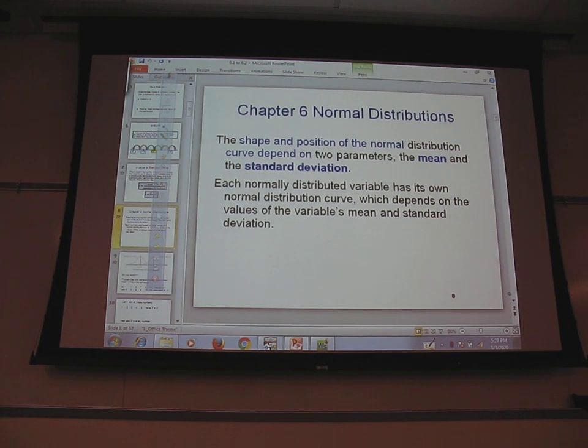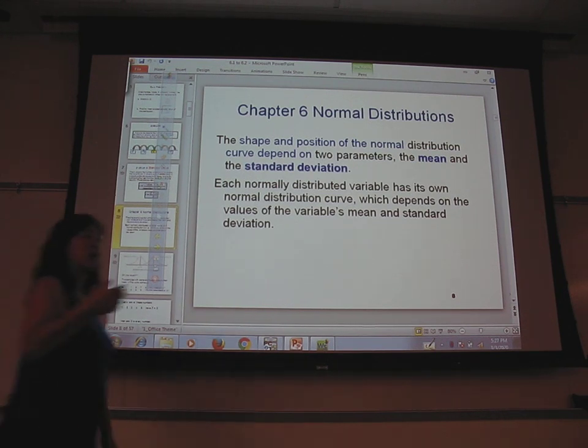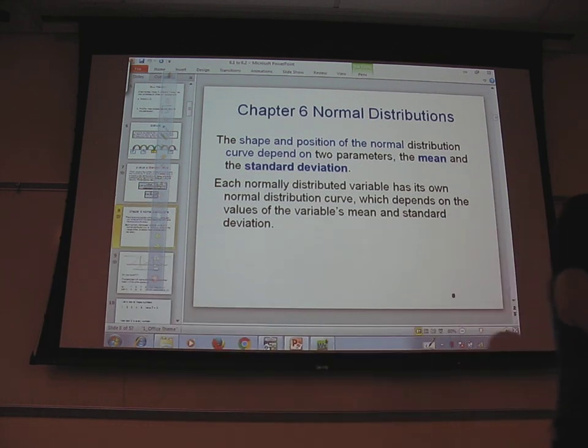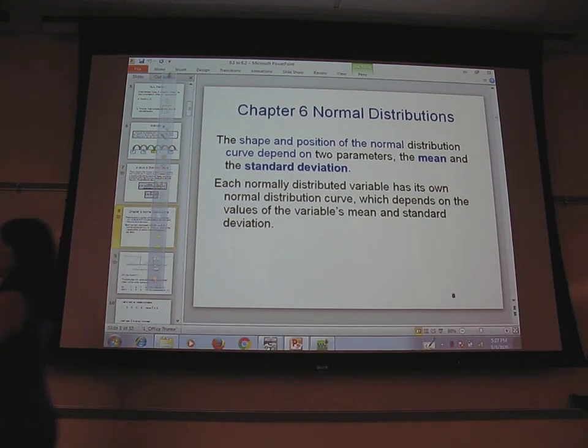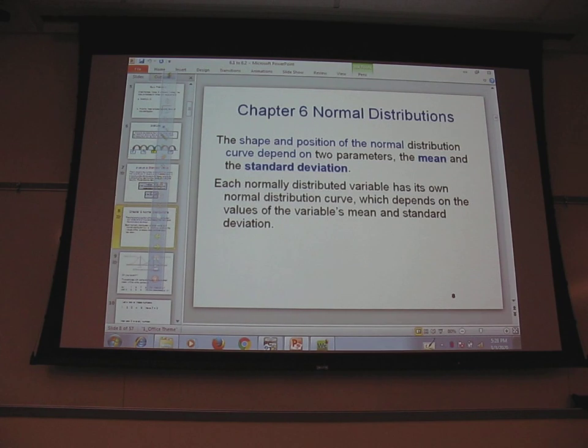All right, so remember, binomial depends upon two things, n and p, right? Normal distributions depend upon two things, your mean and your standard deviation. That determines everything you need, your position, your shape. Your position is your mean. In other words, where are you on the scale? And your shape is, are you squished? Here, I'll show you what I'm talking about.